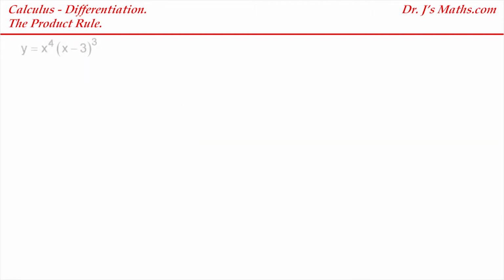Now let's take the first of those equations. y is equal to x to the fourth times (x minus 3) all cubed. We have two subfunctions multiplied together, and it's pretty hard to untangle those because it would take us too long. So it's perfect fodder for the product rule. So step 1, write down the two terms in order. So x to the fourth, with a little bit of a break, then (x minus 3) all cubed.